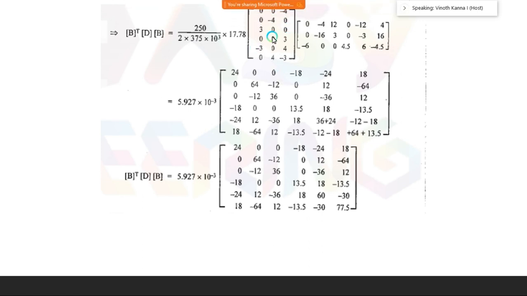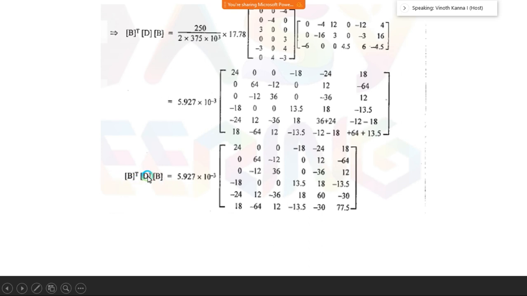Just multiply. Here too we are going to use the calculator, which I will show in the next class, because if you do it manually, it definitely takes much more time and you may also make some mistakes. So better go with the calculator, it's quite easy. Just substitute the values and you easily get the answer. So finally we get B transpose DB for element 1.